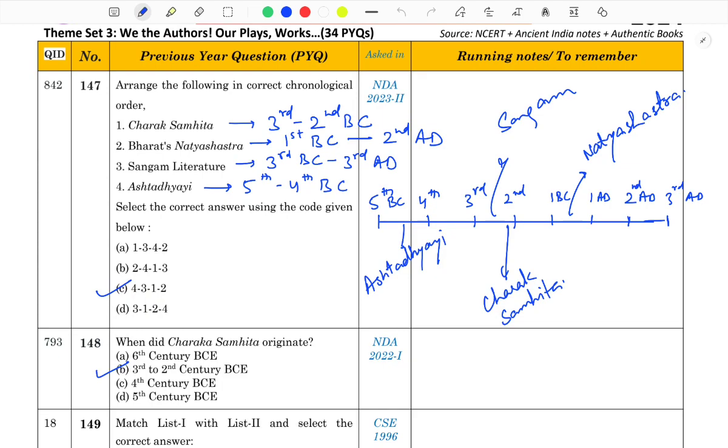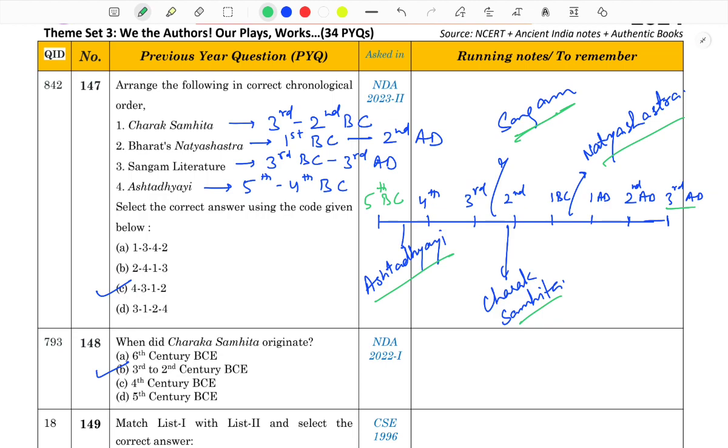Then Natya Shastra, that's the most recent one in the common era, 2nd century AD, much later. Sangam Literature, 3rd century BC to 3rd century AD, and Ashtadhyayi 5th to 4th century BC. Okay, if we see it in a timeline format from 5th BC to 3rd AD, in this manner, then we can see Ashtadhyayi, then we are able to see Charak Sahinta, then Sangam, then the Natya Shastra.